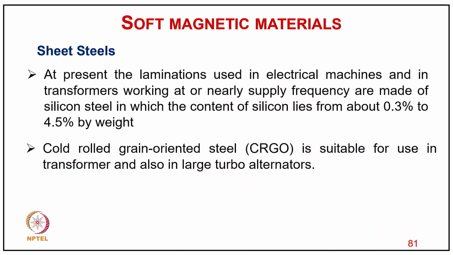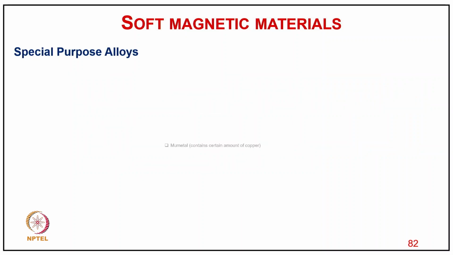Electrical steels present the laminations used in electrical machines and in transformers working at nearly supply frequency. They are made of silicon steel, in which the silicon content lies from 0.3% to 4.5% by weight, and cold rolled grain oriented steel is suitable for use in transformers and also in large servo generators.